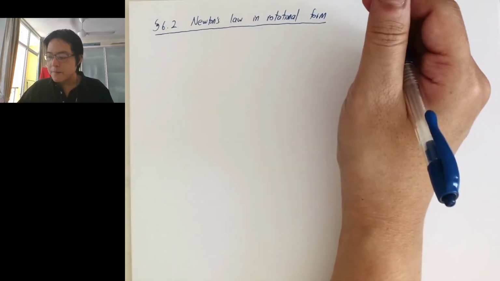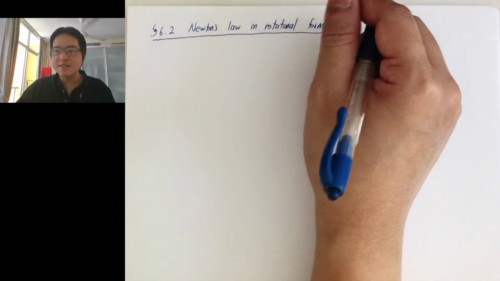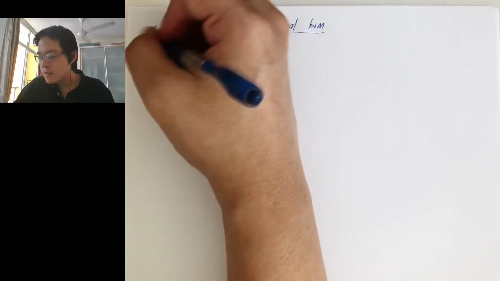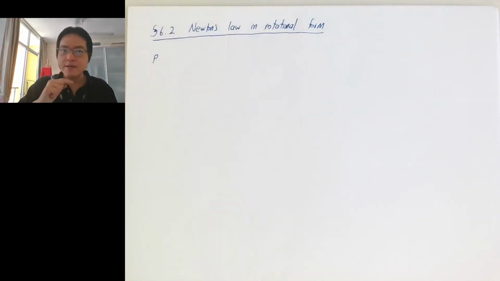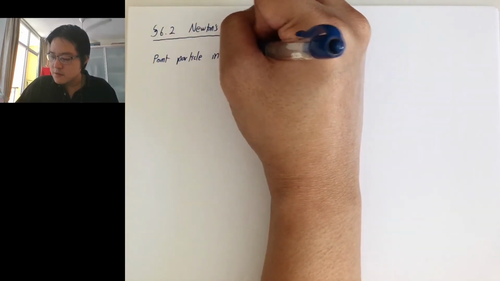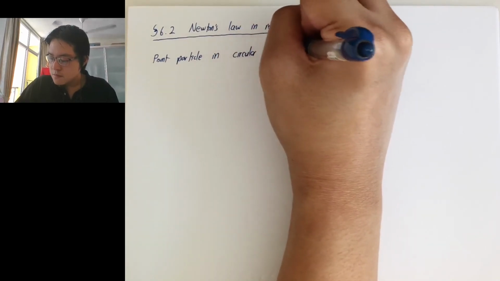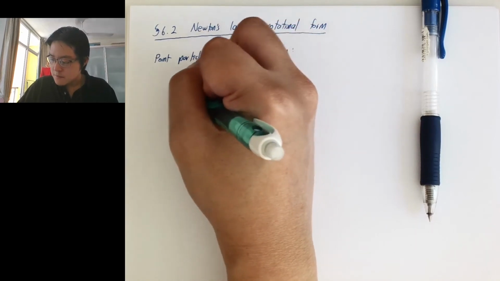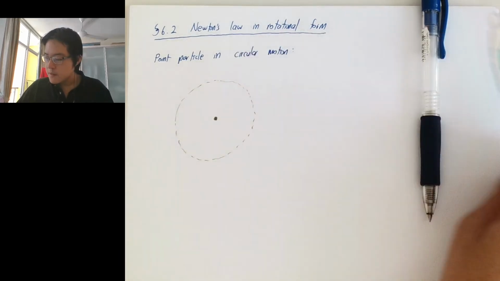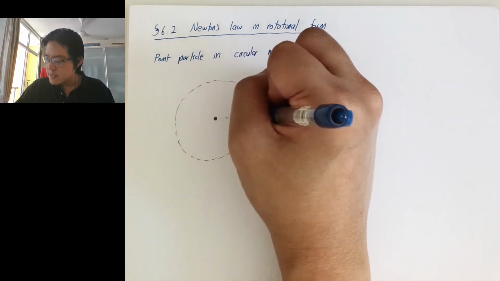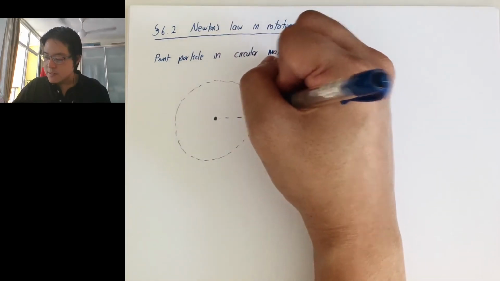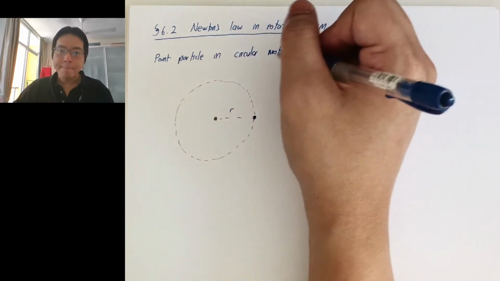As usual, to make sure we really understand, we start from the simple case and then slowly make it more and more complicated so that we can get a full picture of what is happening. So let's start with the simplest case. Just look at a one-point particle in circular motion. So draw a circle. I have a particle going in a circular motion. This is the center of the circle, and my particle is here, so the radius of the circle is r.